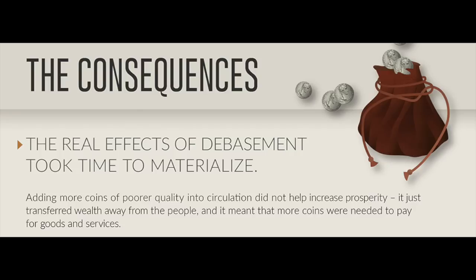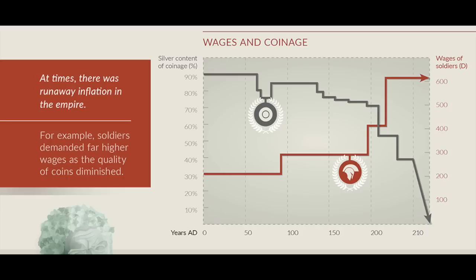There you go. Prices go up. Here's another chart, wages and coinage. At times, there was runaway inflation in the Roman Empire. For example, soldiers demanded far higher wages as the quality of coins diminished. So they knew what the empire was doing to pay for the empire. And they wanted more pay because obviously their money wasn't going as far and was not buying as many goods and services as it had in the past.